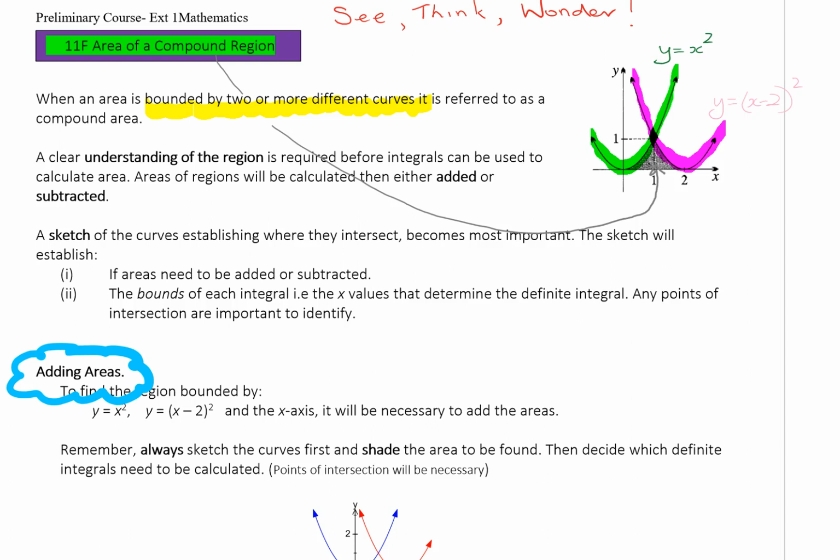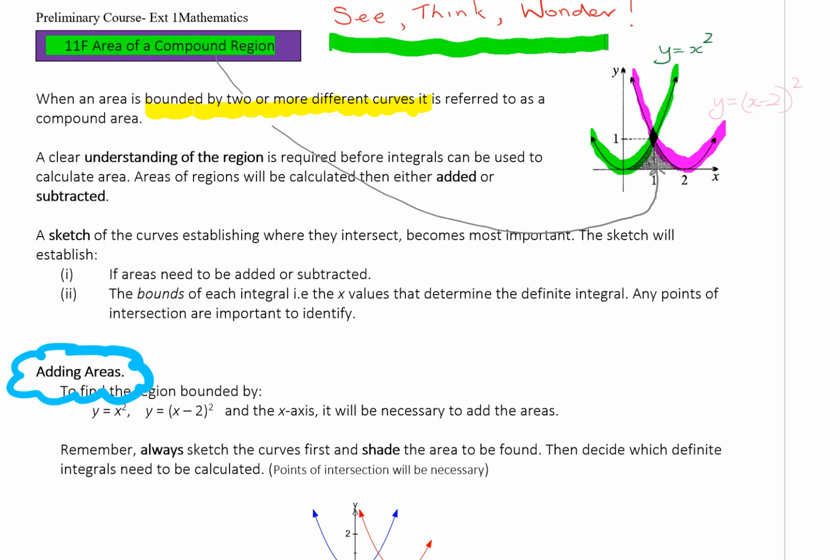So we're going back to the chapter that we were working on before the exams, and we'll continue on with integration. Now, you'll hear me talk a lot about this, and I guess it's a problem-solving technique, or it's a way to approach every question in any topic, and it's with this see, think, wonder idea.